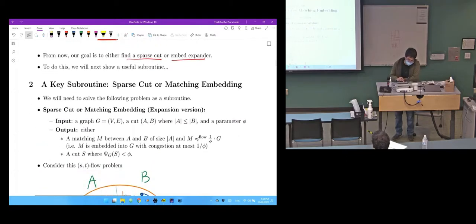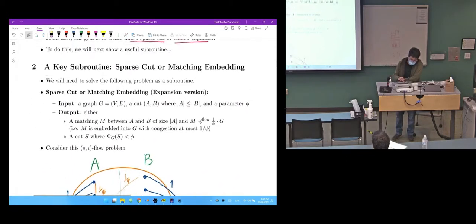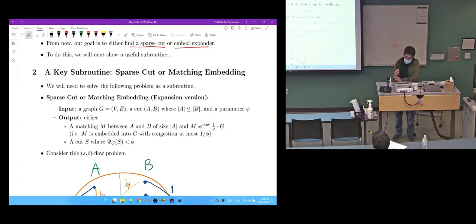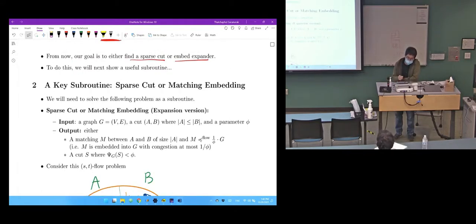Okay. Now, I will not tell you yet how to do that exactly. I will tell you some things close. That is a subroutine that either finds a sparse cut or embeds a matching. It's not embedding an expander yet, just either a sparse cut or embed a matching. Right?